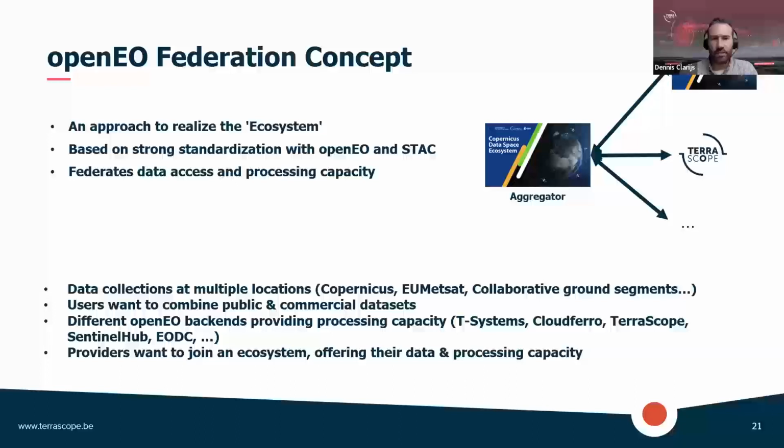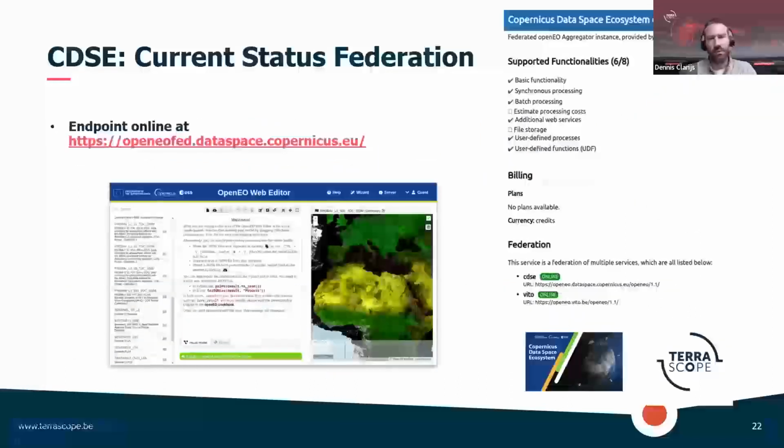So today there are already many processing capacities that are there, and openEO backends that can be exposed. And for releasing this, Terrascope will be the first one that will be entering the federation here. And we are actually ready with the deployment of that. And this is where we are at today.